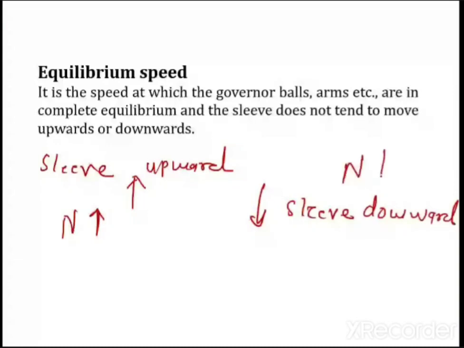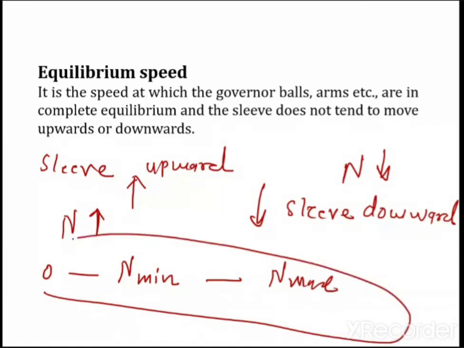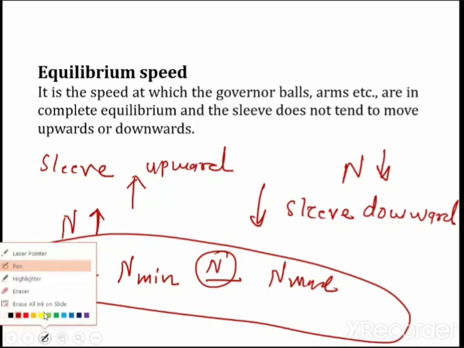So when the governor, as a mechanism, as a device, starts operating, you can see that there is a change in the speed, from 0 to N minimum to N maximum. So what I mean to say is that there are fluctuations in the speed from N minimum to N maximum. Somewhere, we design the governor in such a manner that at some point of time it reaches the equilibrium speed. It reaches the N speed, that is the equilibrium speed. It is the speed at which governor, balls, arms, etc. are in complete equilibrium and the sleeve does not tend to move upwards or downwards. That is the definition.